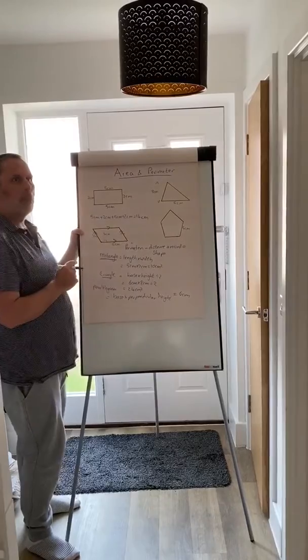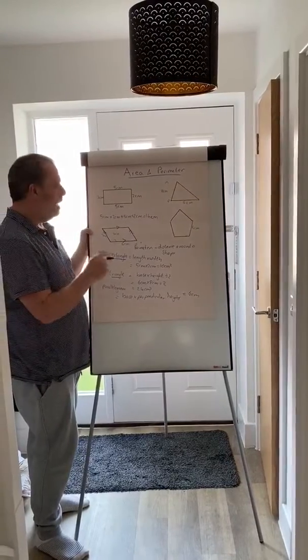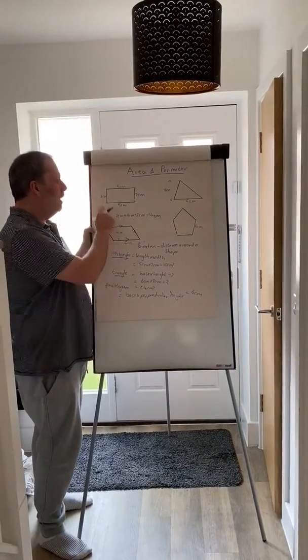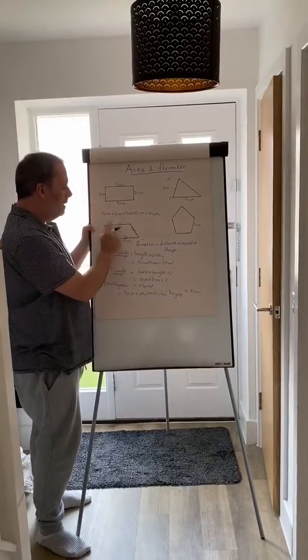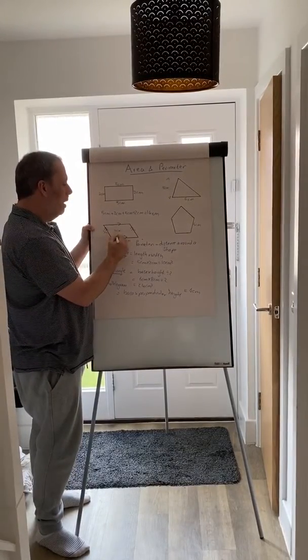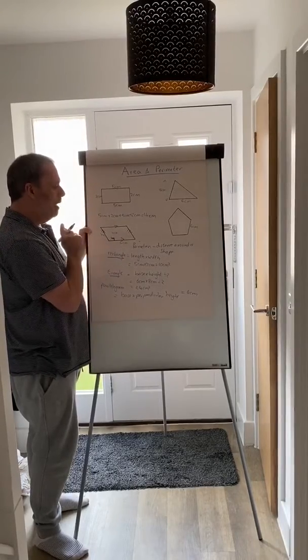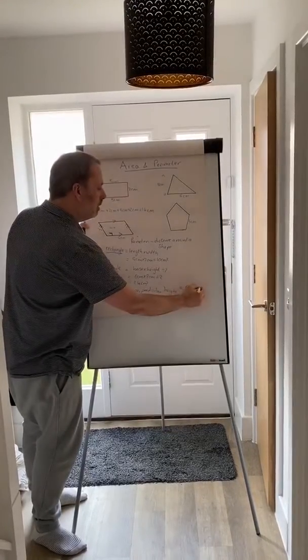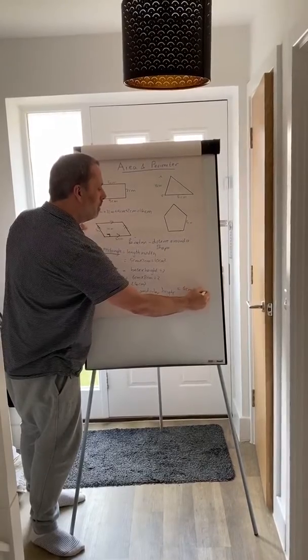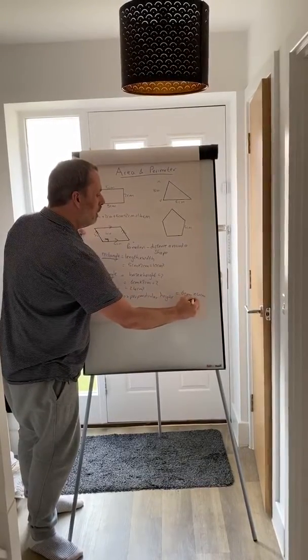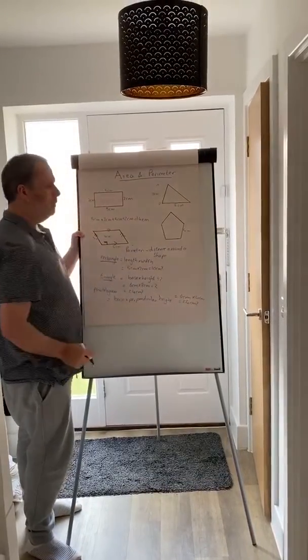Which one of these is the perpendicular height? If you're not thinking very carefully, you'll assume it's going to be 5, just like your rectangle, but in fact it's here. Perpendicular height means the height when it's at a right angle. So our perpendicular height on this parallelogram is 4 centimetres. So 6 centimetres times 4 centimetres, which is 24 centimetres squared.